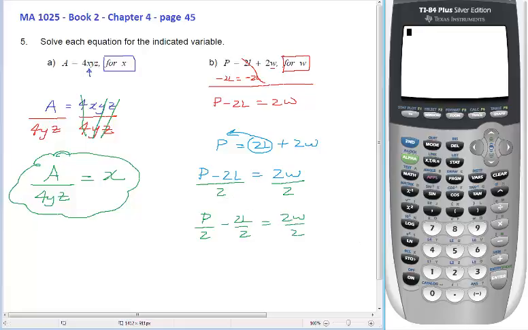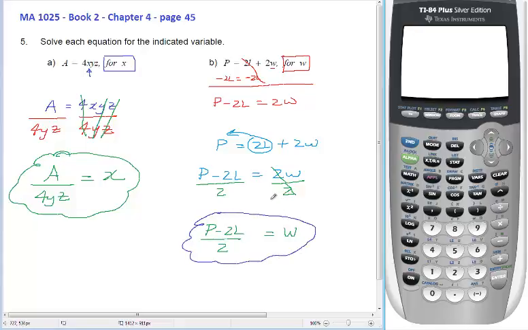Now if you're isolating a variable, then sometimes it's just as easy to divide the whole side by it. So I'll leave it like this, but both are correct. So W equals P subtract 2L over 2. Excuse me, and then you're done. Okay, so there's a couple of examples of isolating a variable called rearranging equations.